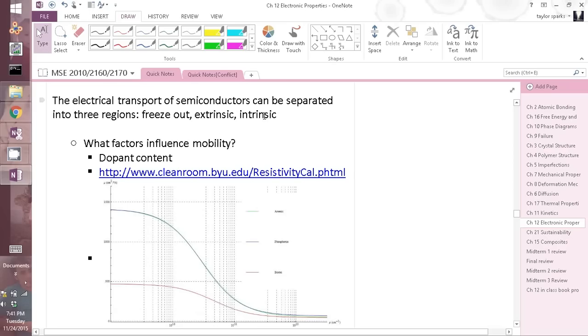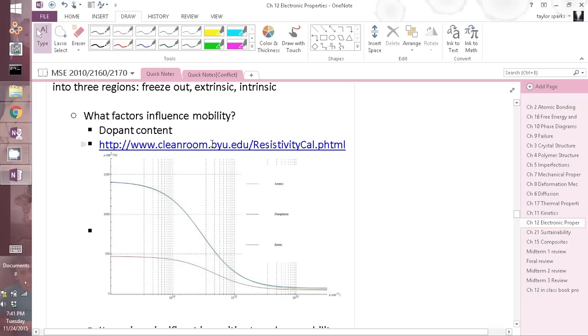What about mobility? What factors influence mobility? First off, dopant content. If something is heavily doped, then it's going to leave behind lots of acceptor ions or donor ions. These are things like the boron minus or the phosphorus plus. After they have accepted an electron or donated an electron, they are now left over in the lattice, and nearby electrons that pass by, instead of just passing by normally, will interact with that.